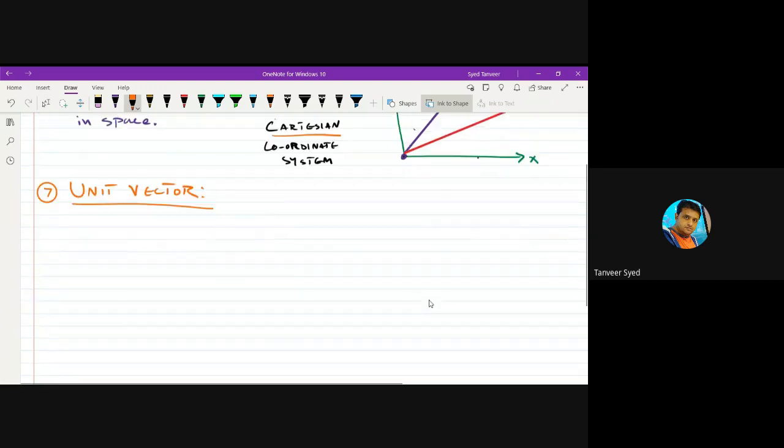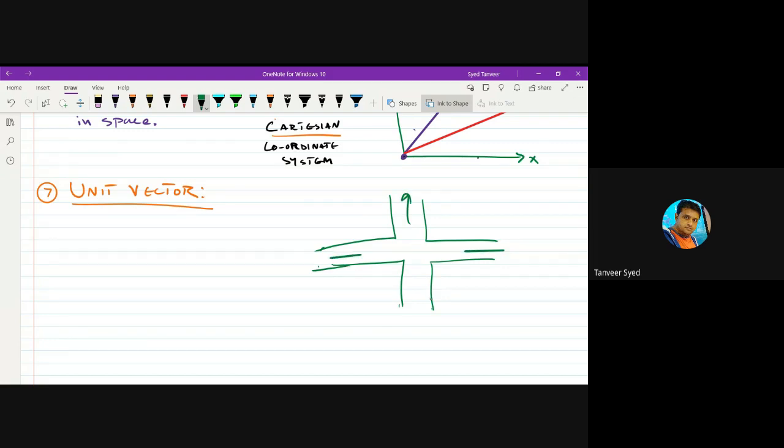Next, unit vector, a very, very important type of vector. What is this unit vector? To understand this, let us say there is a junction, a crossroad. In every city, in every town, there will be such a crossroad. This path will be going to some destination, this path to some destination, this path to some. Let us say this is a highway.